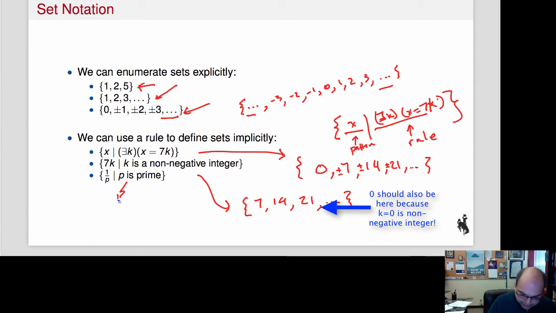Similar to that is this. We have a set, and the rule is p is prime, okay? So let's see, that means we have 2 is one of the prime numbers. So 1 over p should be in this set. That means that 1 over 2 is here, okay? 3 is the next prime, so 1 over 3 is here, 1 over 5, 1 over 7, and so on, right? All of those numbers are there. So those are just 2 different ways of specifying sets, okay?